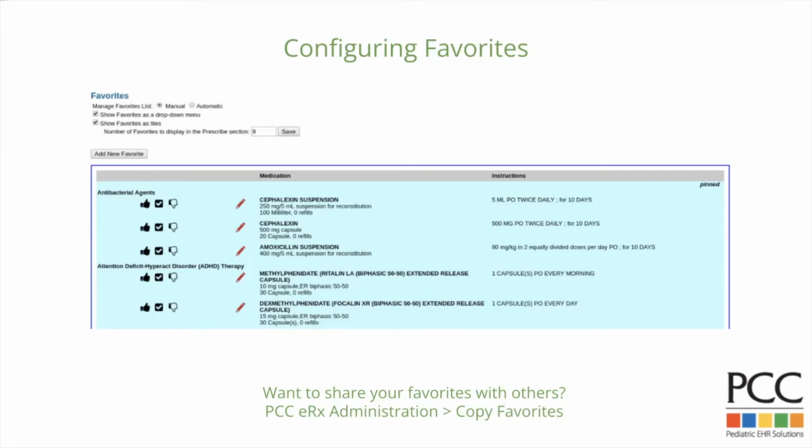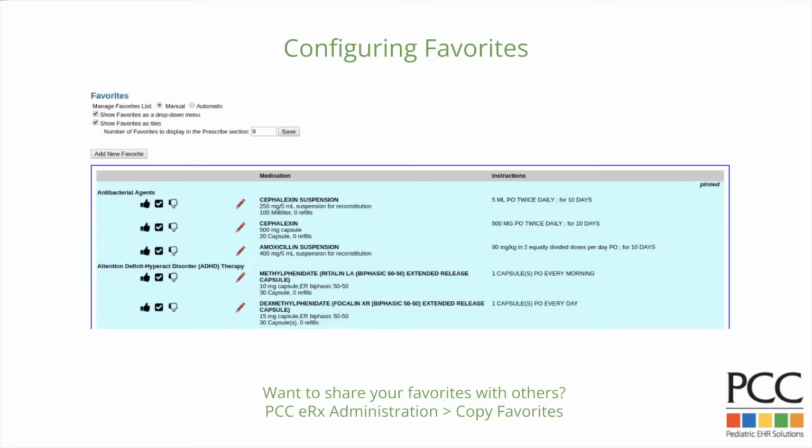Right here are the two toggles for show favorites as a drop-down menu or show them as a tile. And if you do want to utilize that tiled section, this is the place where you configure the number which would display there. Last up is the configuration panel, and that's how you decide what stays on your profile for favorites. The top section is the pinned ones. Those are the ones that you've manually entered either by hitting that heart or choosing this Add New Favorite section here.